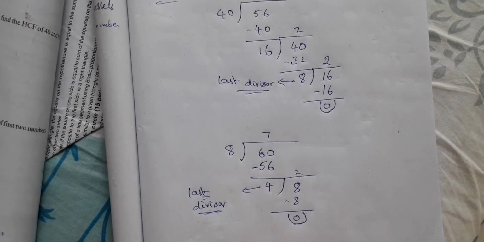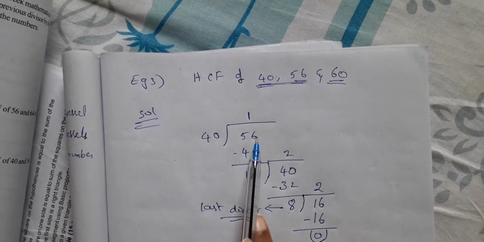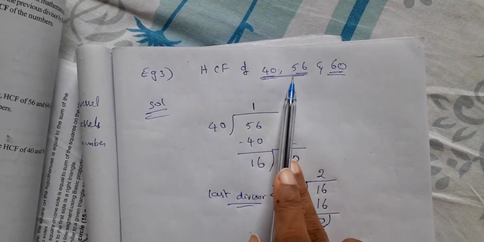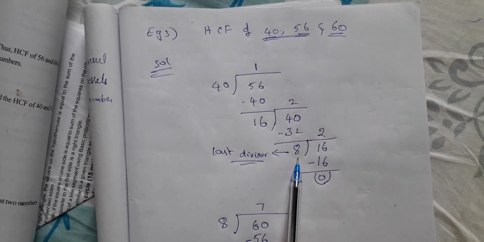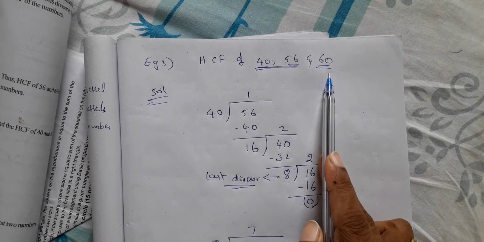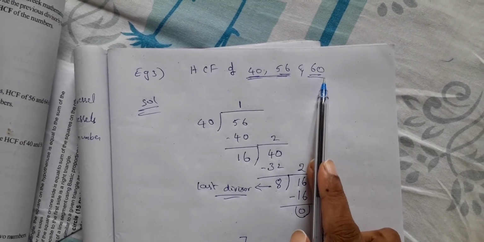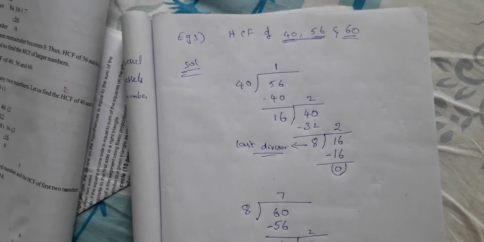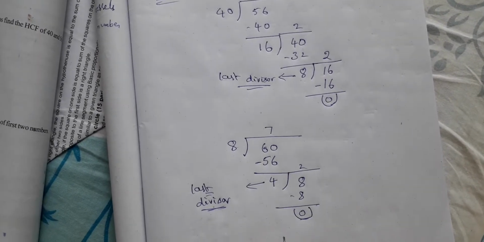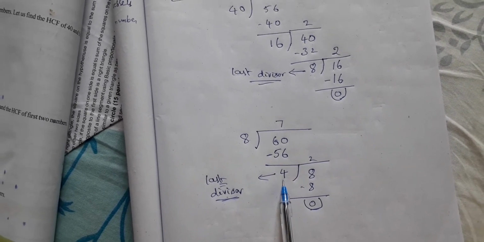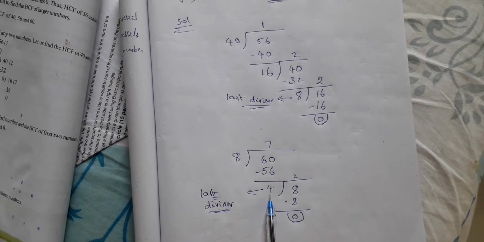See the magic here. Suppose you had taken only 40 and 56, and you are asked to find the HCF; this last divisor is the HCF of both. But we got one more number. 8 is not a divisor of 60. 8 cannot be a factor of 60. So we have to find one common factor, and it should also be the highest common factor. In this process, we got 4 as the highest common factor of all three.